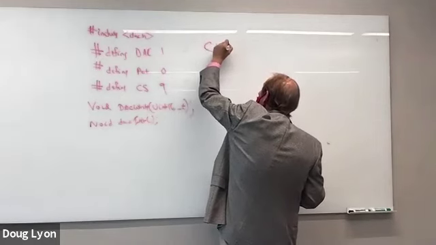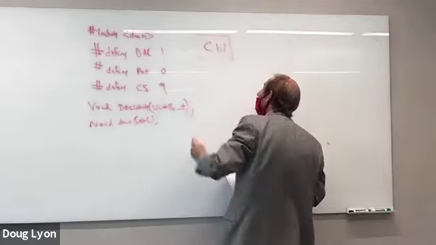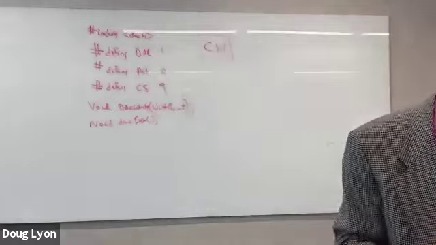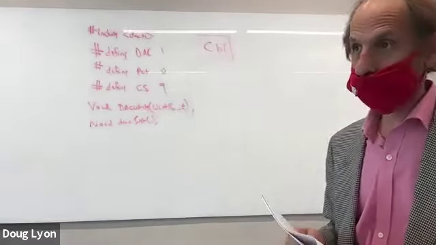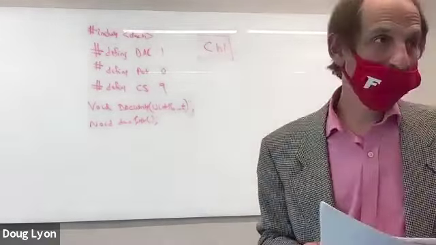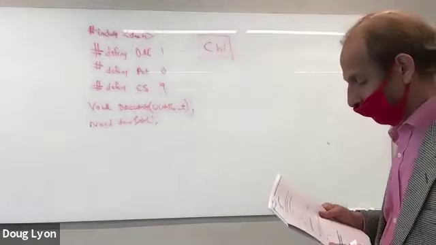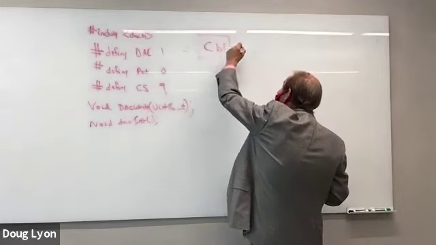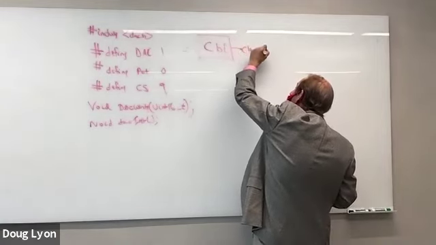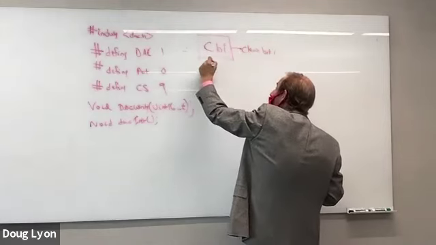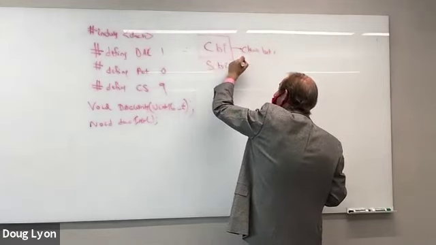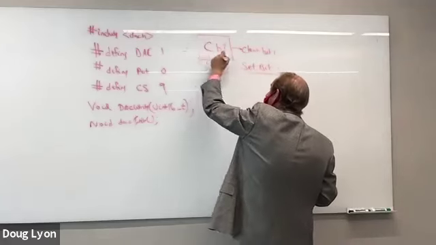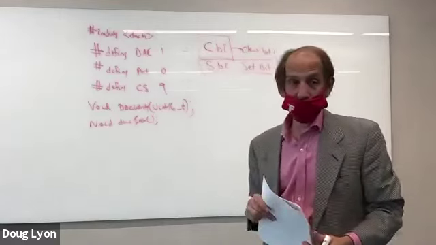CBI. CBI is a macro preprocessor directive that is the moral equivalent of a function invocation that happens before the compiler even gets invoked. And what that does is it clears a bit. And there's another one called SBI, and that sets a bit, set bit I. And these two are used to set and clear individual bits.